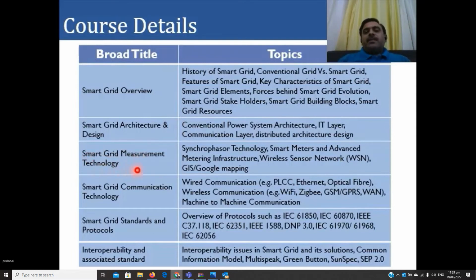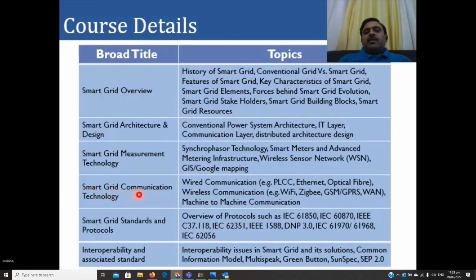In the smart grid measurement technology, we'll discuss the smart grid synchrophasor technology. We'll discuss the smart meter and advanced metering infrastructure. We'll discuss the wireless sensor network, and we'll discuss GIS and Google mapping. You might be wondering why GIS and Google mapping are part of the smart grid measurement technology. As we progress in the course, we will discuss in detail why GIS or Google mapping plays a very important role in smart grid technology.